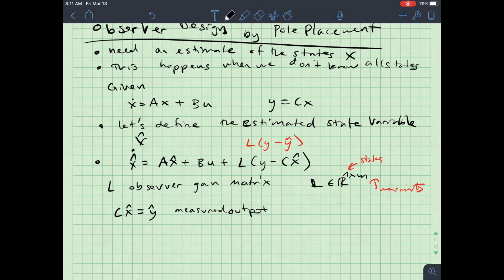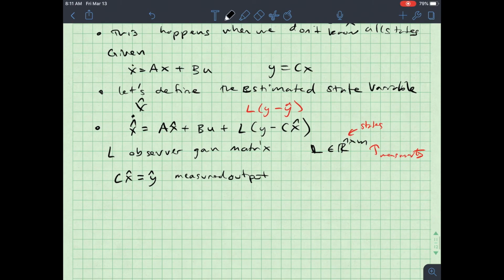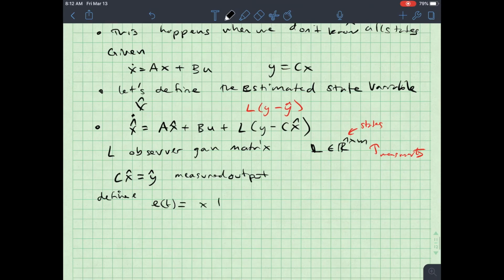So let's define the following. Define E of t to be the error, x of t minus x hat of t. It's the error between the actual and the estimated state. Then E dot of t is equal to x dot of t minus x hat dot of t.